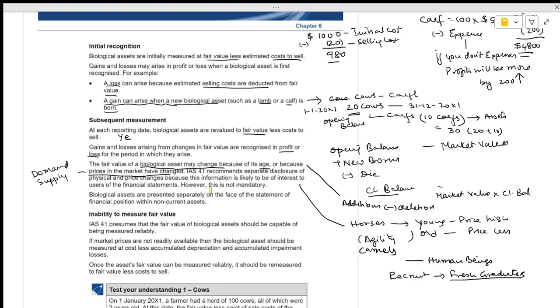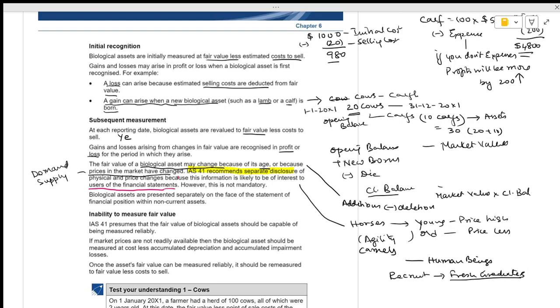IAS recommends separate disclosure. What is the rule? They are recommending a separate disclosure of price changes because the information is likely of interest to users. Users of financial statements are very much interested. You have dairy farms, and people are interested in how you are doing. You have poultry farms.